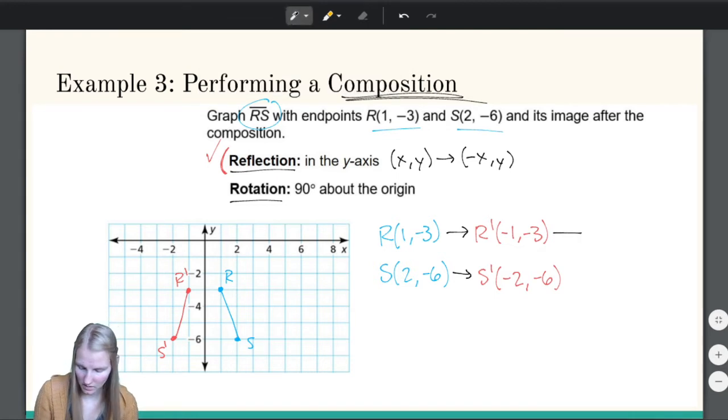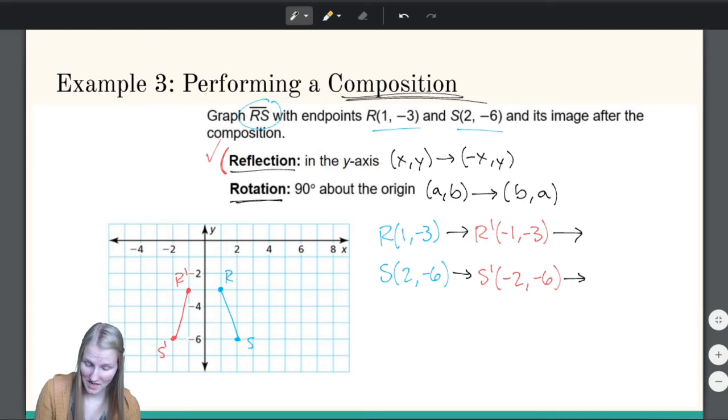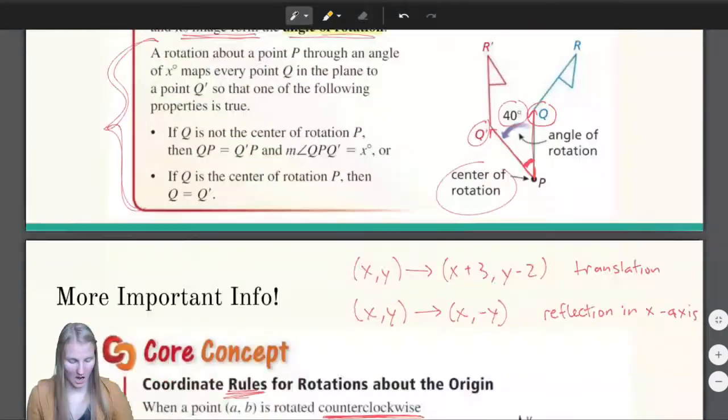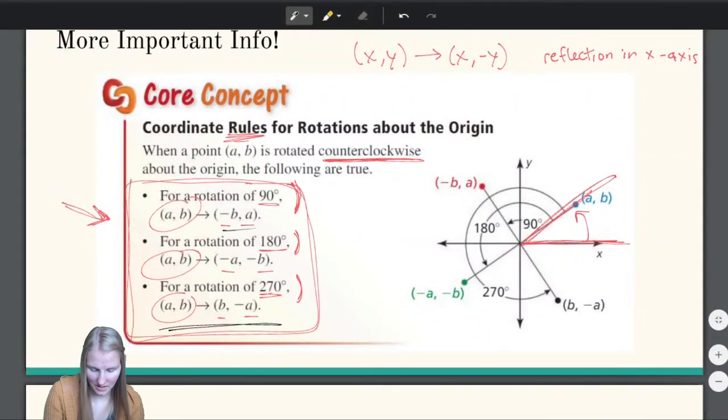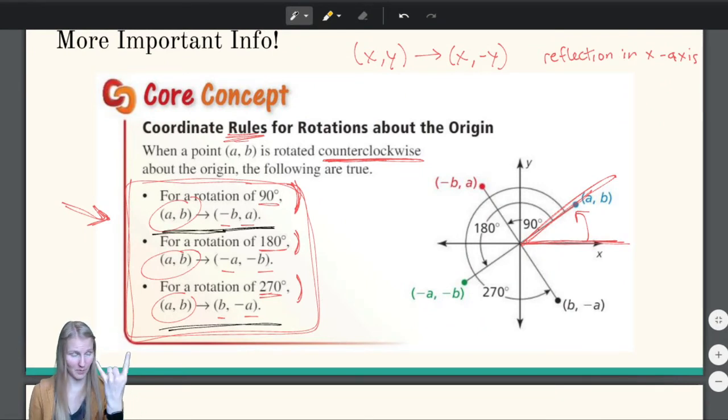Now, we want to rotate 90 degrees about the origin. Now, what was the rule for 90 degrees? Well, remember, I'm going to flip A and B, and I'll make the first one negative. And remember, we had the slide up here that showed us 90 degrees. This is the rule for 90 degrees. Flip A and B and make the first one negative.